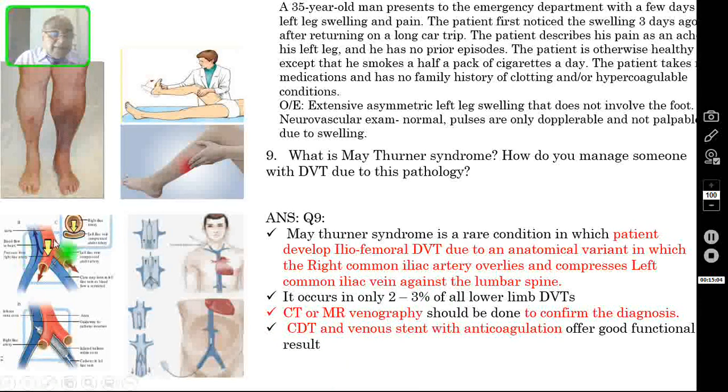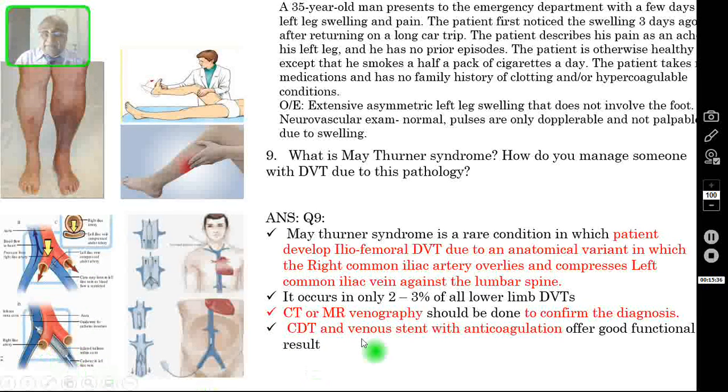Here you are seeing this is the May-Turner syndrome. You are seeing this artery is compressing this vein, the common iliac. The right common iliac artery is compressing the left common iliac vein. That is what you are seeing here. So treatment is you have to do a catheter-directed thrombolysis, and then after that you have to put a stent. This is what you are seeing here. This is the stent they are putting inside this left common iliac vein. Yeah, that's what you are seeing here.